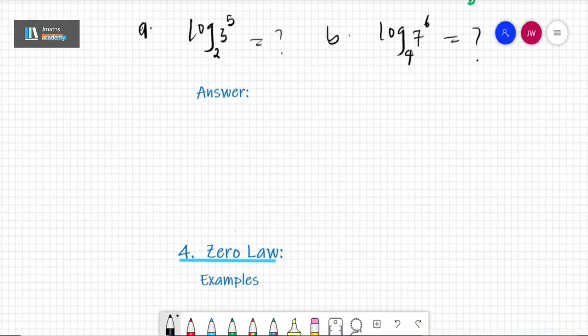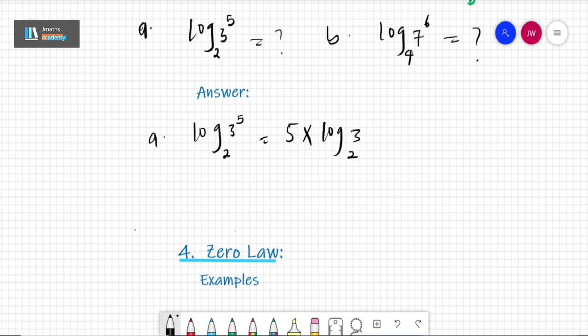Alright, for the first question, which is a, the logarithm of 3 to base 2, where your 3 is raised to the power of 5, can be expressed as 5 multiplied by log 3 to base 2, which will finally give us 5 log 3 to base 2. Please take note of your 5 that dropped down. So when your number is raised to a power, it will always drop down to multiply your logarithm function.